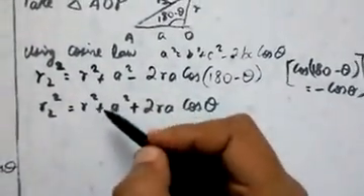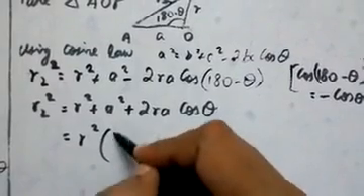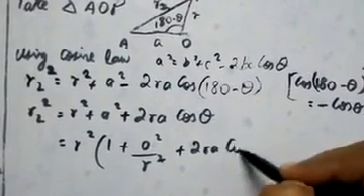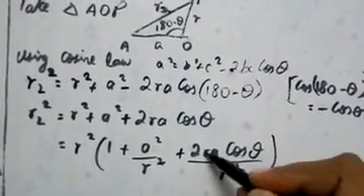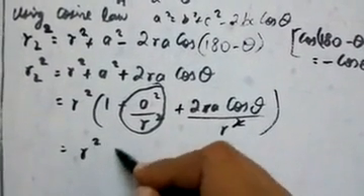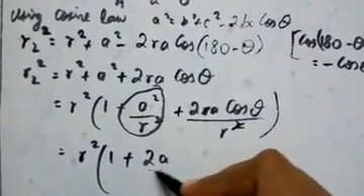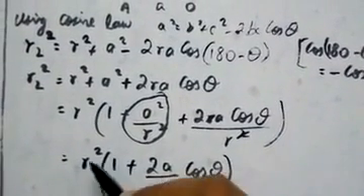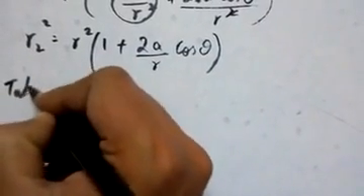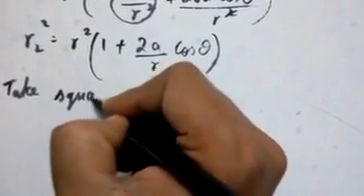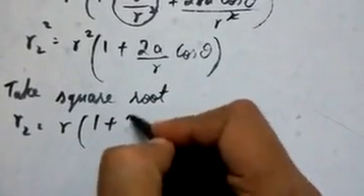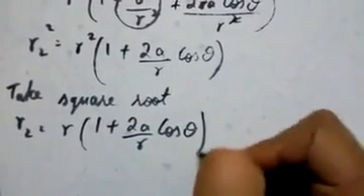Now again we can take R square common. So R square into 1 plus a square by R square plus 2Ra cos theta by R square. R and the square will cancel. Similarly, neglect a square by R square. So you get R square into 1 plus 2a by R cos theta, and on the left side you get R2 square. Now you take the square root on both sides, same steps like the other one. We get R2 is equal to R into 1 plus 2a by R cos theta, power half, since square root means power half.